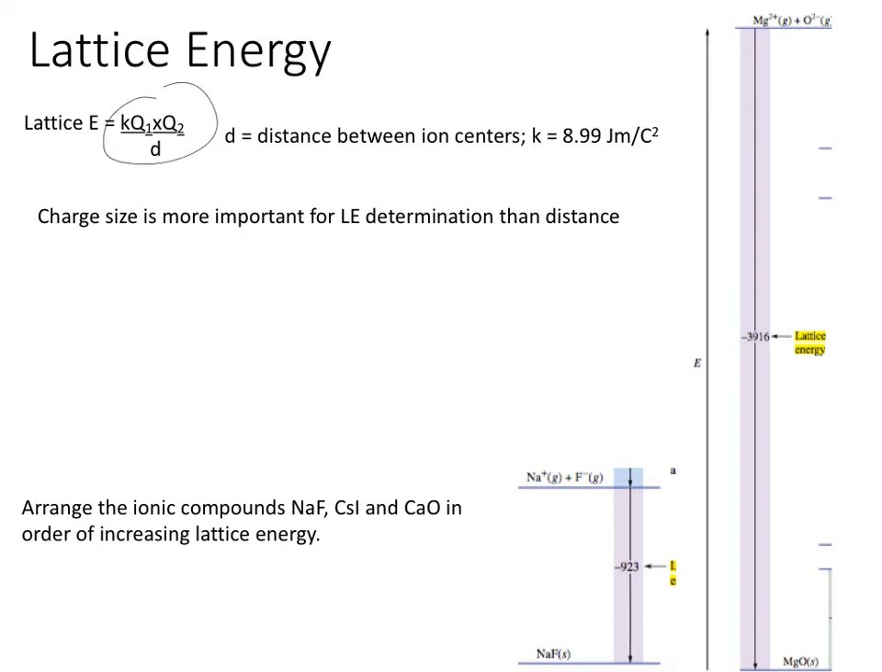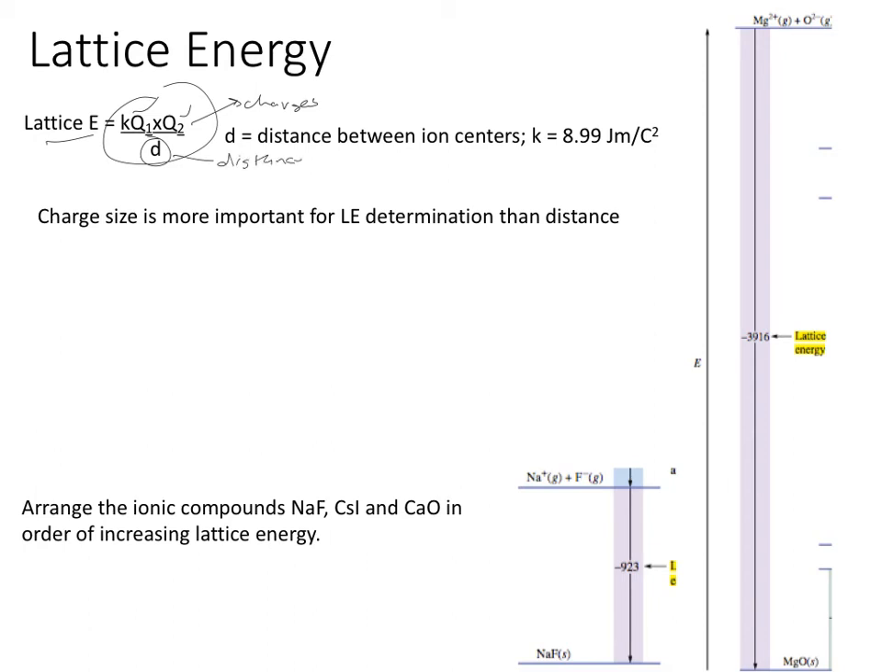So this equation here represents the relationship of lattice energy to both the charge of the ions and the distance between the ions. As you can see, there's a direct relationship between the charges and lattice energy, and there's an inverse relationship between the lattice energy and the distance.